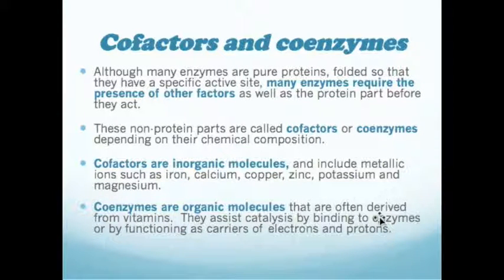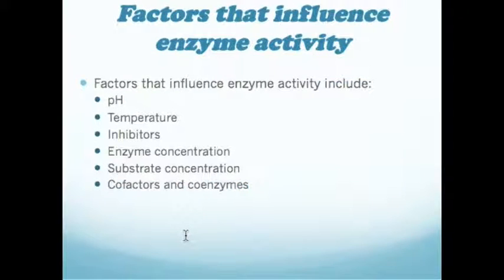There are a number of cofactors and coenzymes involved in enzymatic pathways. Many enzymes require the presence of a cofactor in order for the reaction to proceed accordingly. These non-protein parts are called cofactors or coenzymes, so they're not made of protein. Cofactors are inorganic molecules, and they include metal ions such as iron, calcium, copper and zinc. The best example of this is hemoglobin, a globular protein, which requires iron in order to function. Coenzymes are organic molecules. They are often derived from vitamins. They assist in binding to enzymes or by functioning as carriers of electrons and protons.